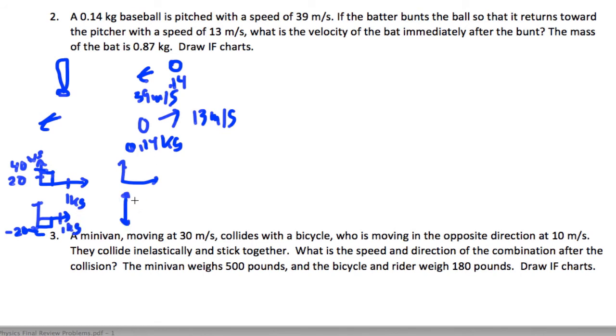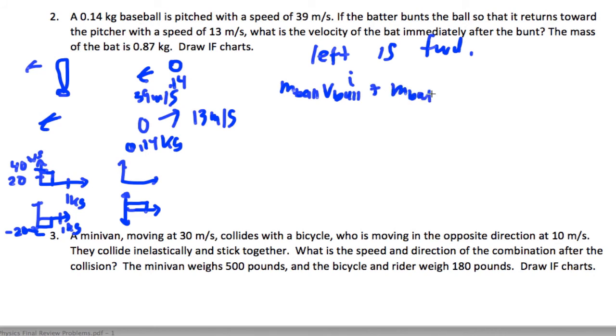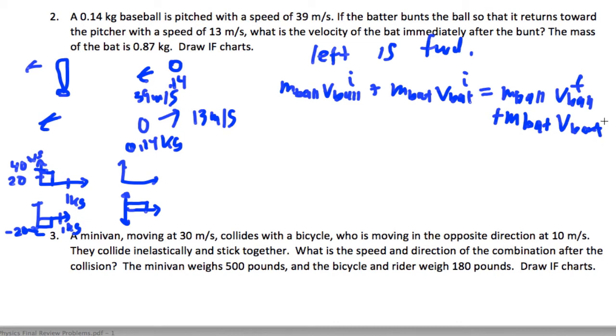And then the bat, well, we don't know what's going to happen with it. We assume it's going to be going forwards, but we're not completely sure how much forward the speed goes at. Forward meaning it goes to the left. So we're calling left forward. Now when we set up our momentum equation, that's going to be m ball, v ball initial, plus m bat, v bat initial, equals m ball, v ball final, plus m bat, v bat final.